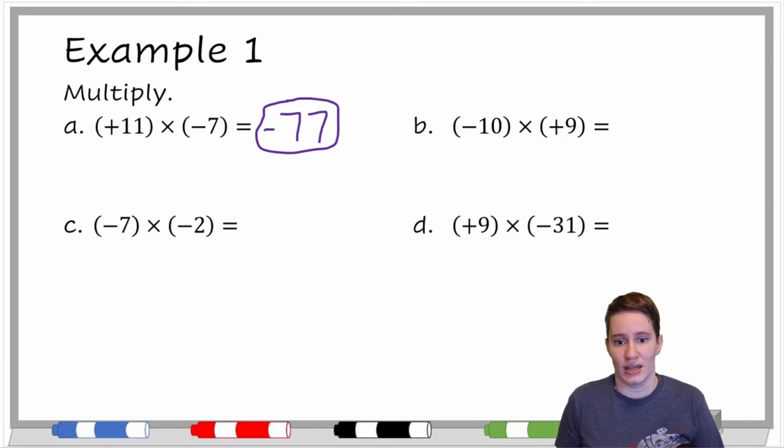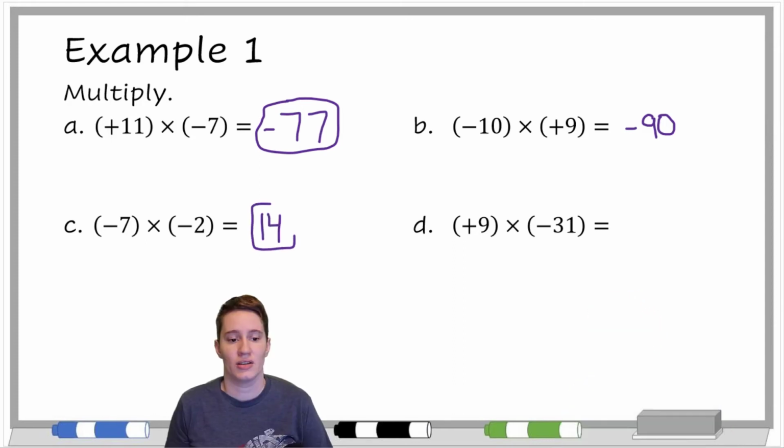Okay, negative 10 times 9, positive 9. So 10 times 9 is 90. Is this a positive or a negative? There's one negative, so this is negative 90. C, negative 7 times negative 2. Well, 7 times 2 is 14. A negative times a negative is positive, so this should be positive 14. And again, you can either put the plus or just write 14, whichever one you would like to do.